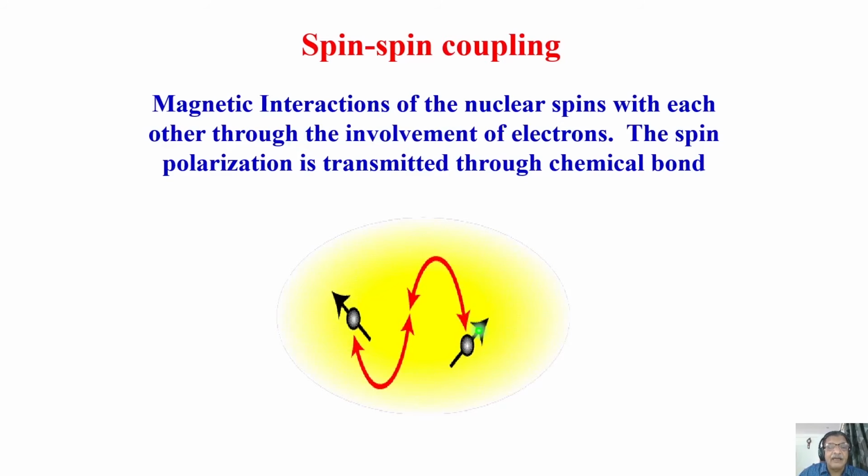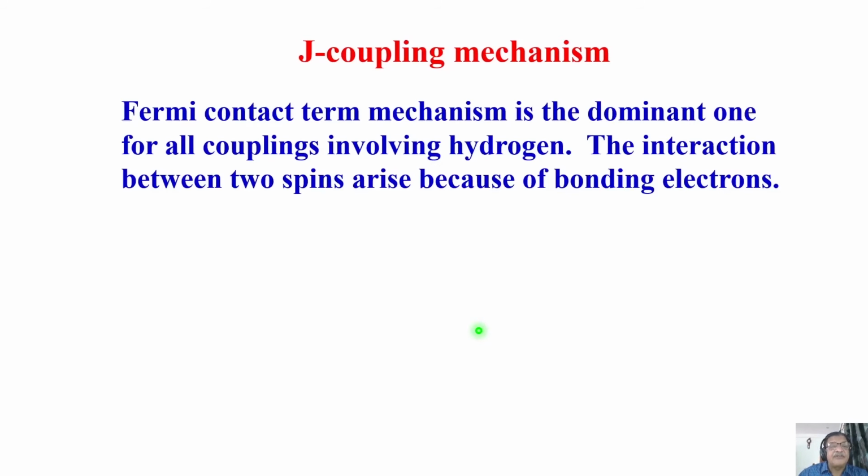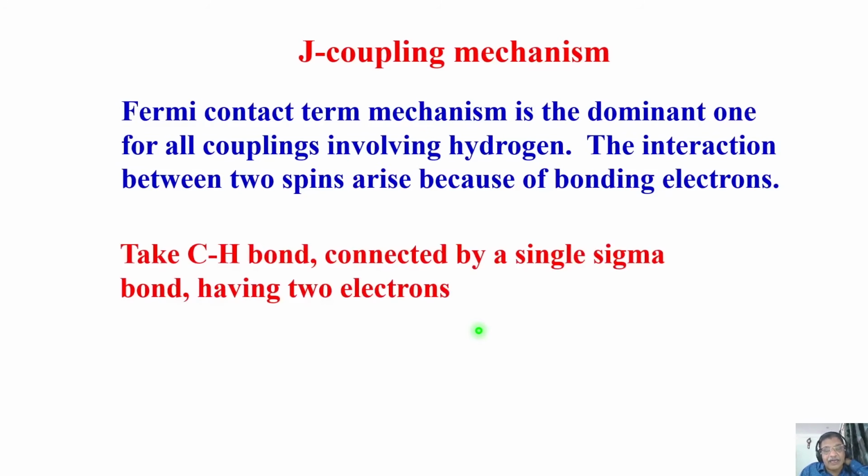If that is the idea, what is the mechanism? How does one nuclear spin see the other nuclear spin? How do they interact? One of the dominant interaction mechanisms is what is called the Fermi contact interaction, Fermi interaction. This arises because of bonding electrons. Remember, the Fermi interaction is there. That is very, very important.